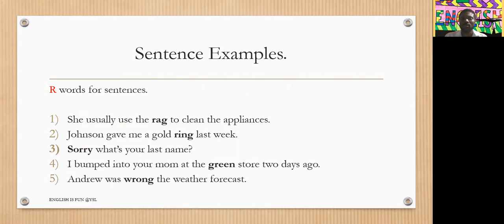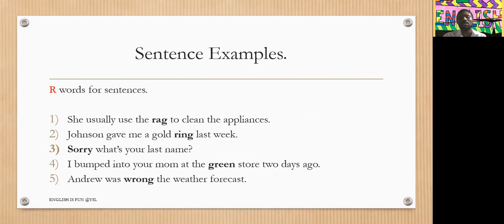The first one we have is rag. She usually used the rag to clean the appliances. Rag is used here. We all understand what rag is going by the previous lines. We talked about rag, and we saw a picture showing us what a rag looks like. Don't forget, the R at the beginning of the word is sounded.